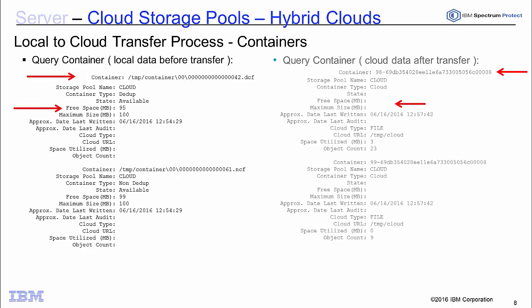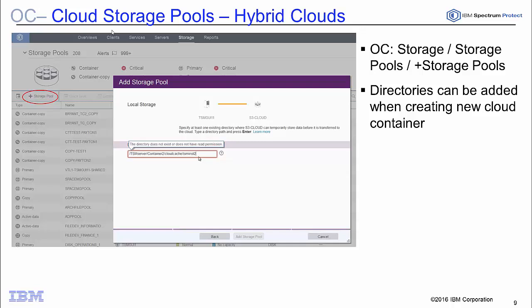When we're transferring the data from the directory cache out to the cloud, if you were to do a query container, this is what you would see out there. Prior to the data being transferred, here we have a container that's existing out in the temp directory space. We can see our free space that's available. Versus after the transfer is completed, we can see now the container is given an actual ID number and the free space is removed because it has been transferred up to the cloud itself.